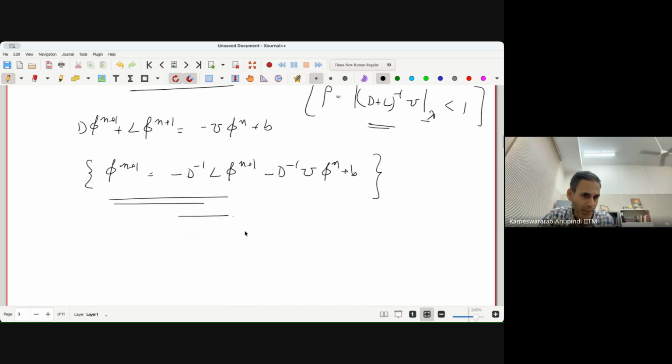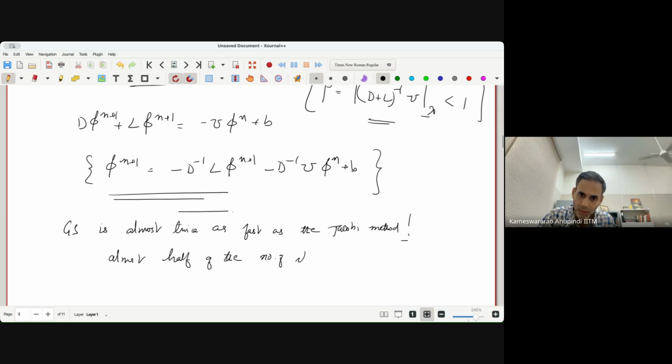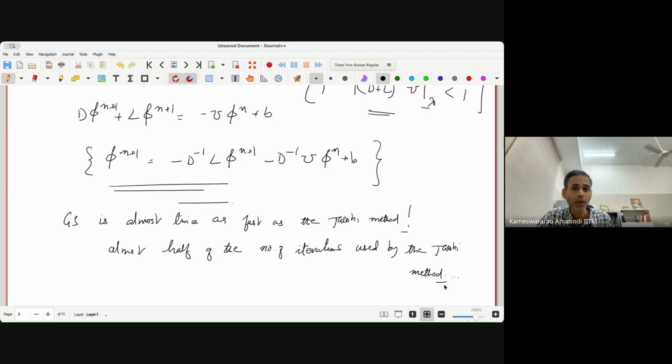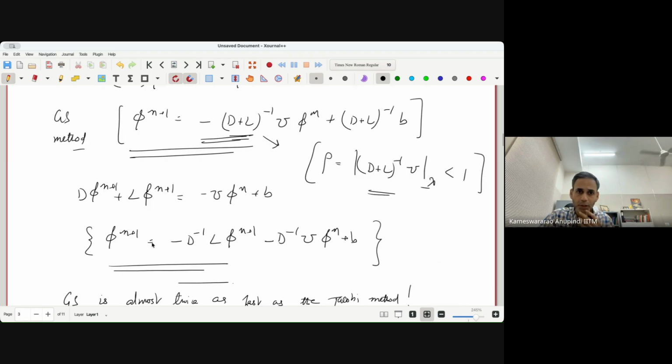Now, one thing we note here is that the Gauss-Seidel method is almost twice as fast as the Jacobi method. That means it requires almost half the number of iterations used by the Jacobi method. So if the Jacobi method is going to use 1000 iterations, the Gauss-Seidel method for the same tolerance is going to use just 500 iterations, and it's going to converge. That's why wherever possible we should use the Gauss-Seidel method instead of the Jacobi method.